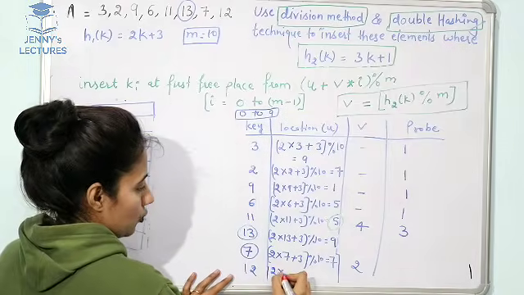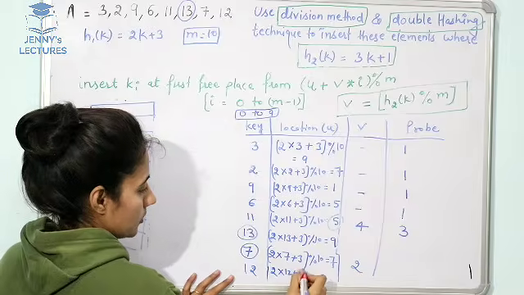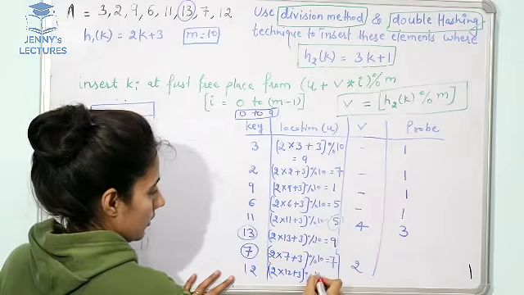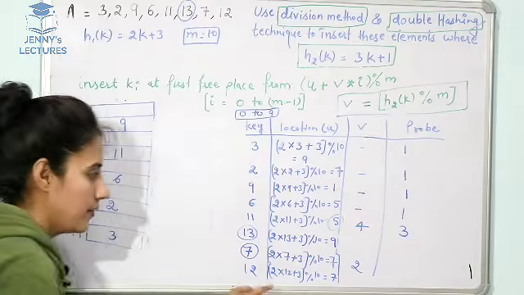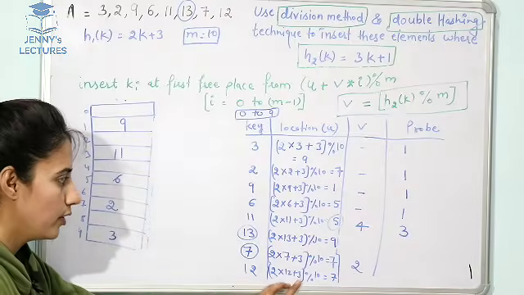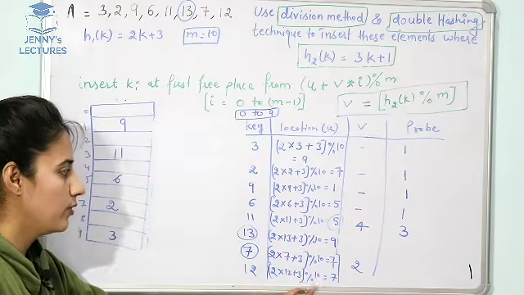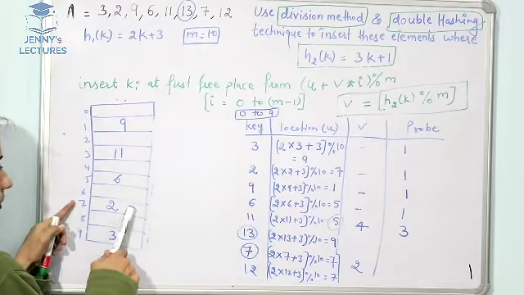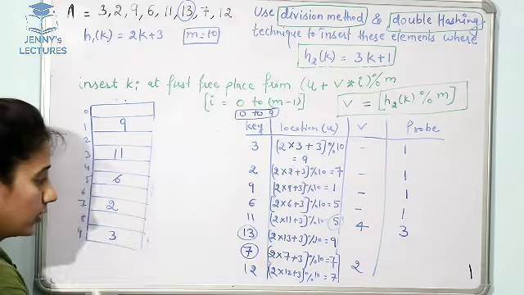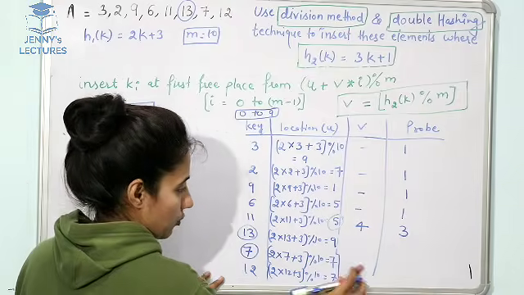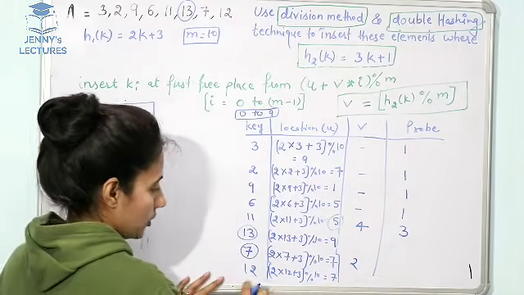What is the value of this one? 2 into 12 plus 3 mode 10. What is this value? This one is I guess 7. 12 into 2 is 24, 24 plus 3 is 27, 27 mode 10 is what? 7. Go to the 7th place, but we are not able to insert because this one is already filled. So here collision comes. Now you have to calculate the value of V for this 12.